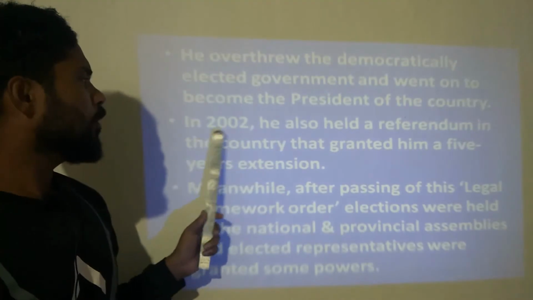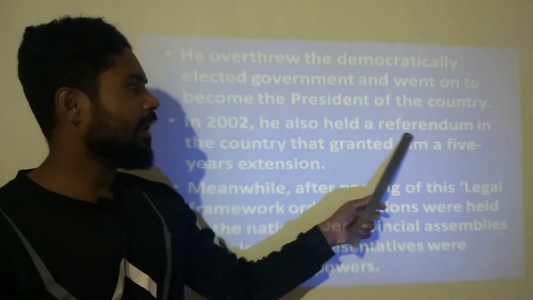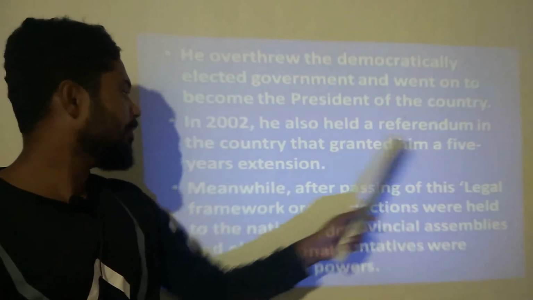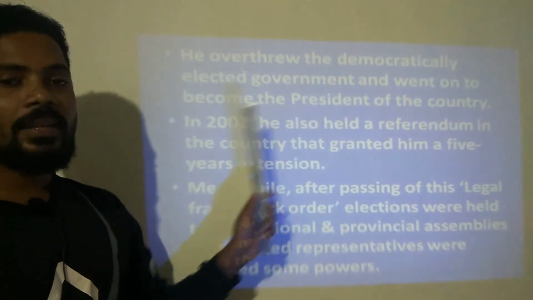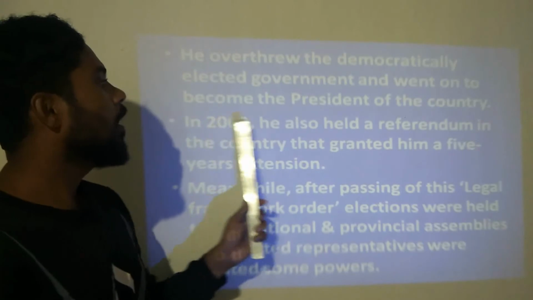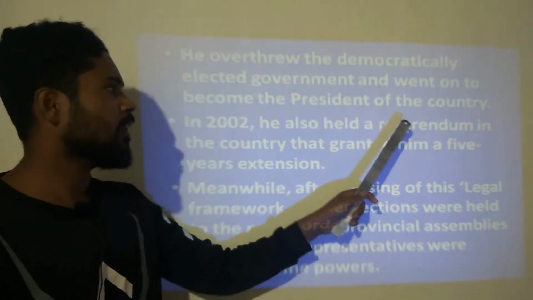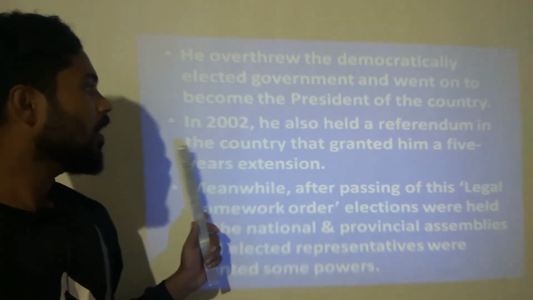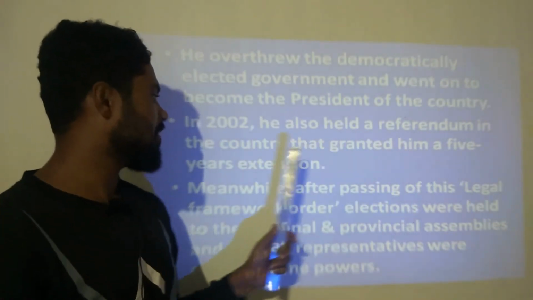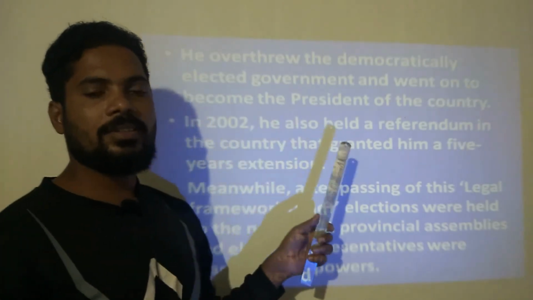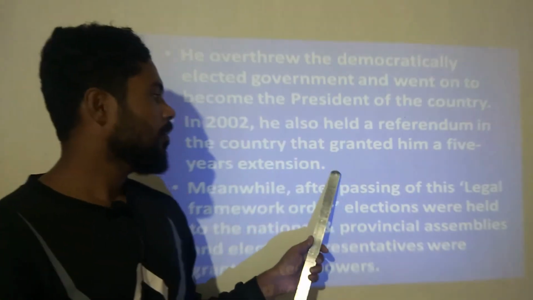And in 2002, he also held a referendum in the country that granted him a 5 year extension. At that time he was president, so he had that constitutional power, and there he granted himself a 5 year extension of his power. He was in power again for 5 years.